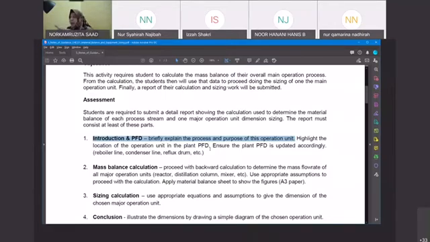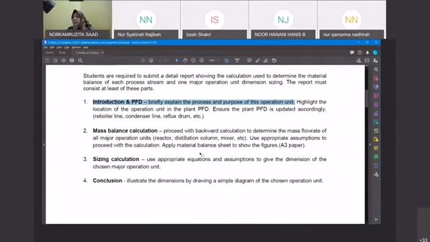But you don't have to do the mass balance on the reactor. Okay, you don't have to. Let's say you can see the second point here: proceed with backward calculation to determine the mass flow of all major operation units, maybe reactor, distillation column, mixer, and then use appropriate assumptions to proceed with your calculation.